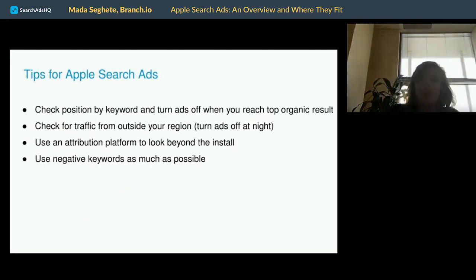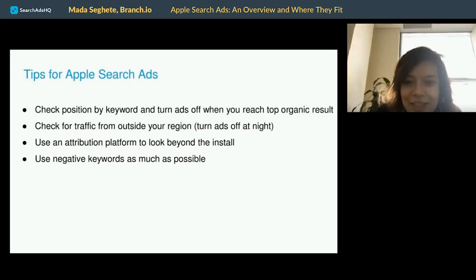So, some tips for Apple Search Ads, and I thought that these were really interesting. This is something you have to decide for yourself, but make sure you check the position of every keyword that you're going after, and potentially turn ads off when you reach the top organic result. If you're already the top organic result, you are getting much lower click-through rates on your ads. People will probably go and click on the organic result, so in a way you're cannibalizing your own ads.